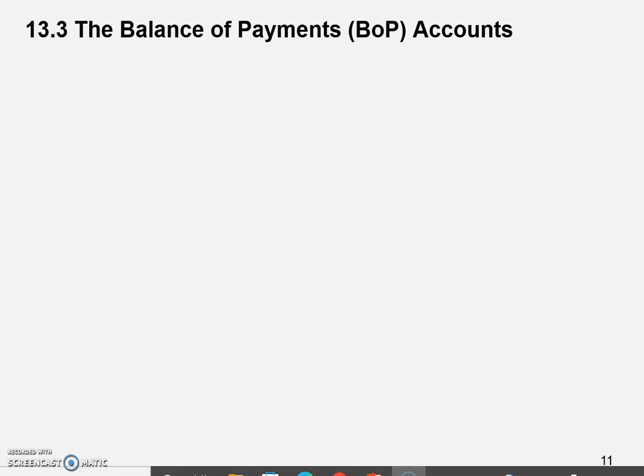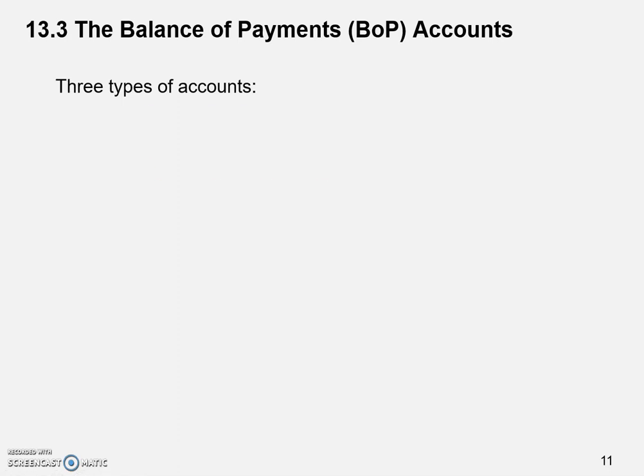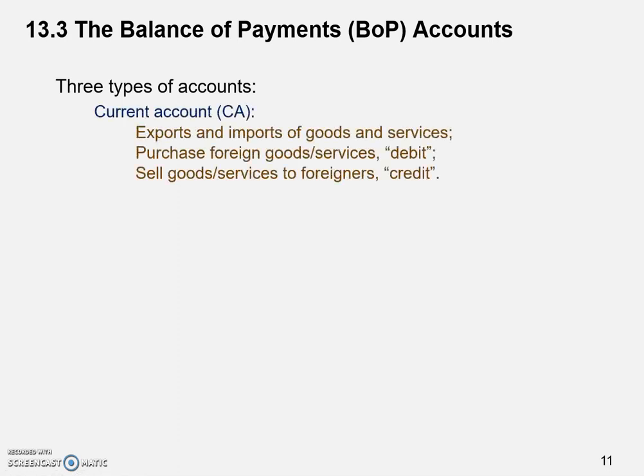So here, all of these transactions can be made by households, businesses, or even the governments. Now, specifically, we have three types of accounts here. The first one is a current account, CA, which we already discussed before in this chapter, right? It records or reflects all exports and imports of goods and services.